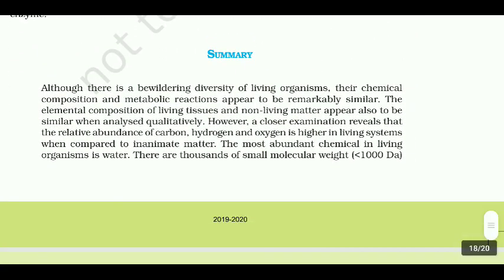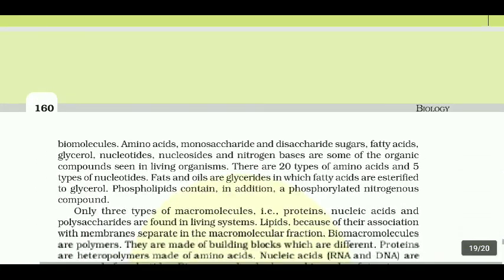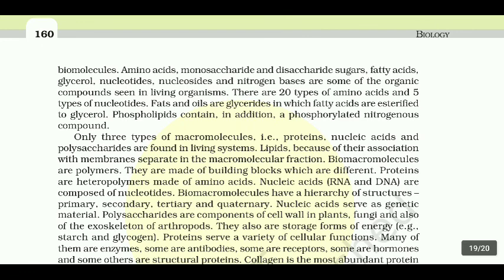Summary: although there is a bewildering diversity of living organisms, their chemical composition and metabolic reactions appear to be remarkably similar. The elemental composition of living tissues and non-living matter appears also to be similar when analyzed qualitatively. However, a close examination reveals that the relative abundance of carbon, hydrogen, and oxygen is higher in living organisms when compared to inanimate matter. The most abundant chemical in living organisms is water. There are thousands of small molecules, with molecular weight less than 1000 daltons, biomolecules.